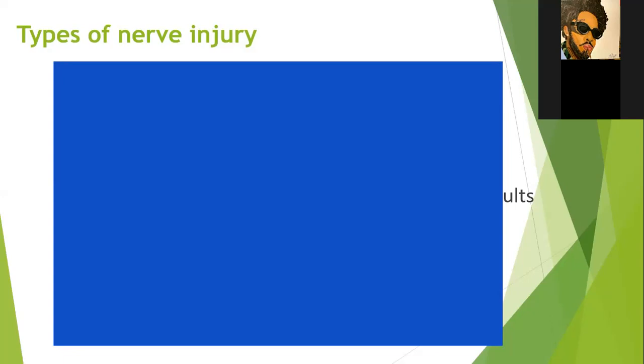I learned that obstruction of blood flow causes nerve injury and it also results in ischemia.